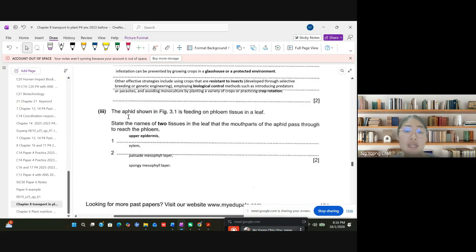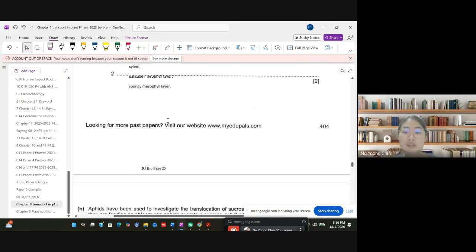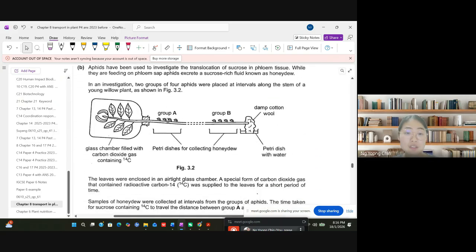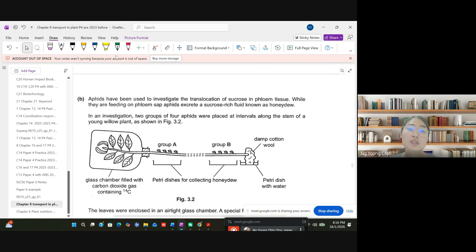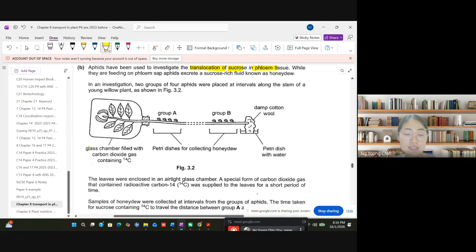And then whenever the aphids are feeding on the phloem tissue on the leaf, state the name of the 2 tissues in the leaf. They actually penetrate from the upper epidermis, to the xylem, to the palisade mesophyll cell, to the spongy mesophyll cell, and then they reach the phloem. This is the structure they penetrate inside. So they want to use this experiment to study the translocation of the sucrose in the phloem tissue. And then this is a glass chamber.